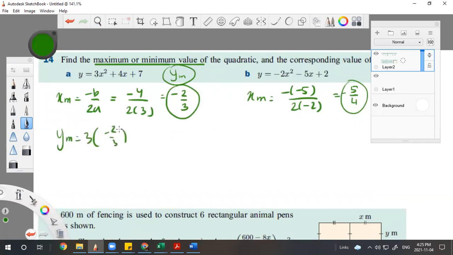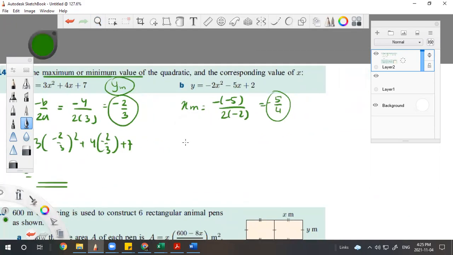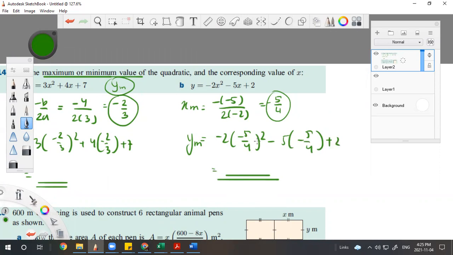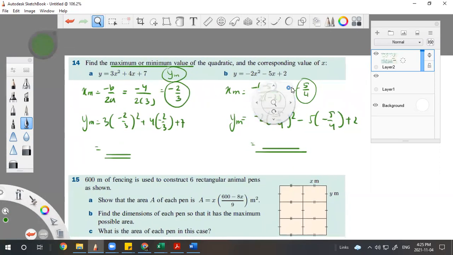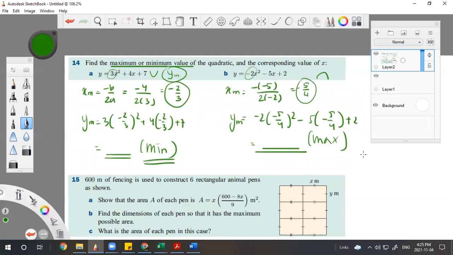3 times (negative 2 over 3) squared plus 4 times negative 2 over 3 plus 7. You get the answer. I don't want to do this because it's wasting time, so just use your calculator. For question B, ym equals negative 2 times (negative 5 over 4) squared minus 5 times negative 5 over 4 plus 2, and you will get the answer. Is it maximum or minimum? Smiling is minimum. Almost wrong. This is smile, this is frown. Because a is negative, it is a maximum. There will be no value more than this for question B, and there will be no lesser answer than this.